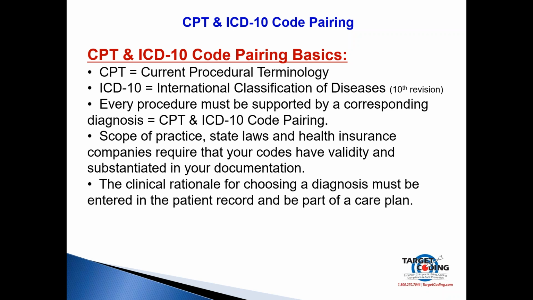Now, your state scope of practice and your state practice laws, your standards of practice in your state, and health insurance companies, they all require that your procedure codes and diagnosis codes have validity, and they could be justified in your documentation. The rationale for choosing a diagnosis must be entered into the patient record and be part of a care plan, even for cash patients.